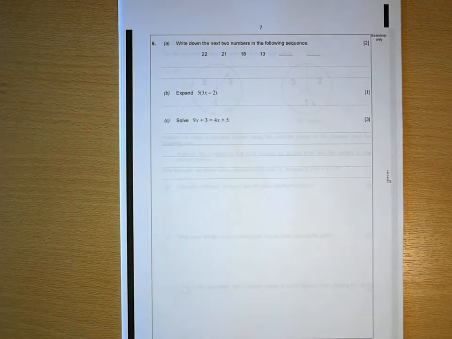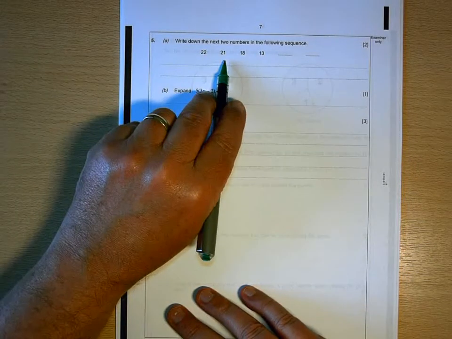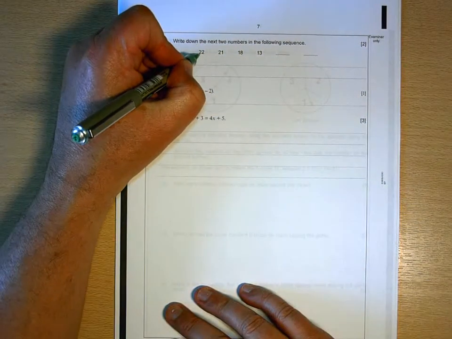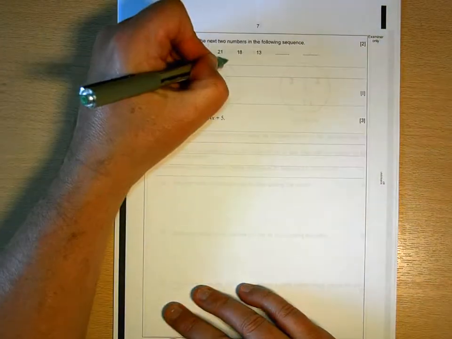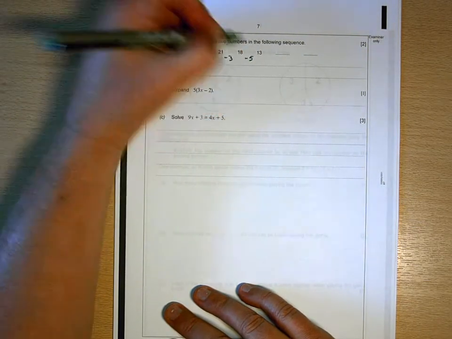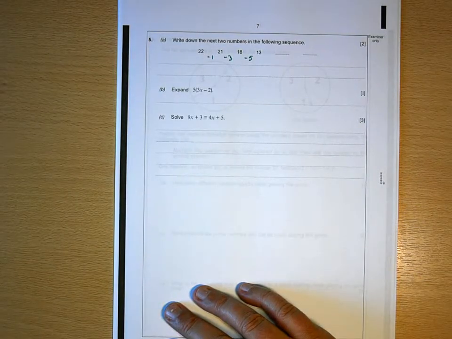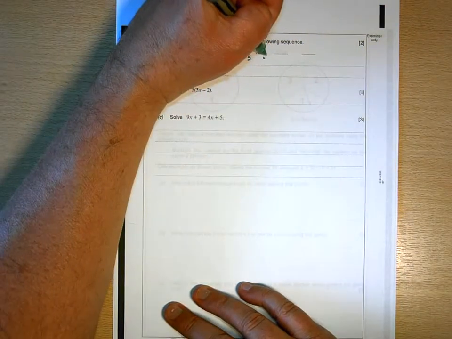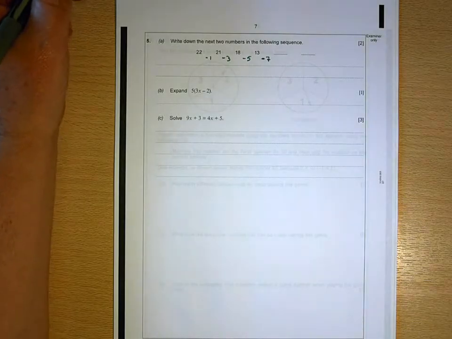Question 5. Write down the next two numbers in the following sequence. So we look to see what is happening, what's changing between each number in the sequence. In the first case, it's gone down by 1. In the second case, it's gone down by 3. In the next case, it's gone down by 5. So I can see that it's falling by 2 every time, or it's going down in odd numbers. So the next difference will be taking 7 off.